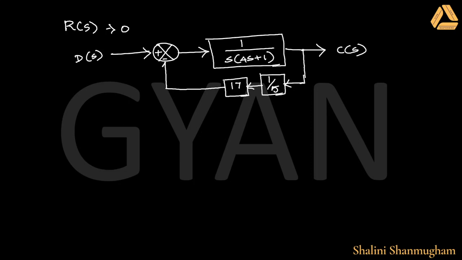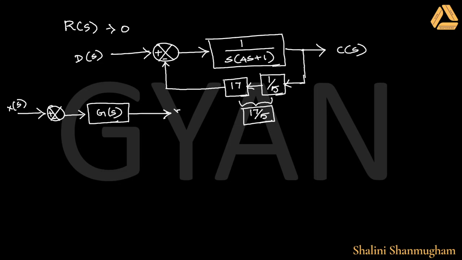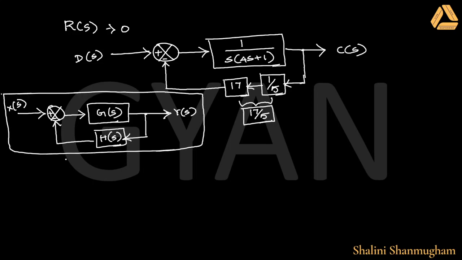Any two blocks in cascade connection can be multiplied and replaced by a single block with a gain of 17 by 5 here. Consider a negative feedback control system where output Y of S and input X of S can be replaced. This block diagram can be replaced by a formula G of S by 1 plus G of S into H of S. So this is the transfer function for the block diagram of this form.